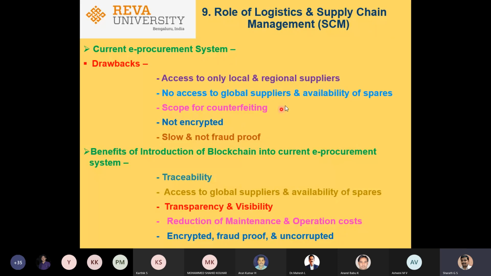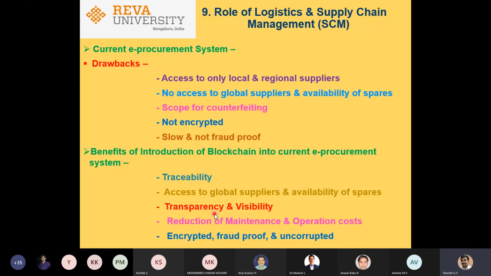And the current procurement systems are on the slower side. If you introduce blockchain, we can increase traceability. It is fully encrypted. We can be connected to global suppliers. We know some parts, like the fuel control unit, may be available in remote places like Africa also.